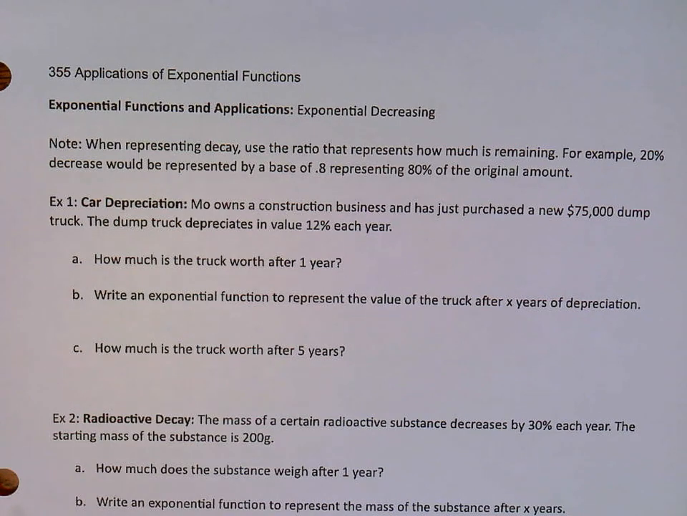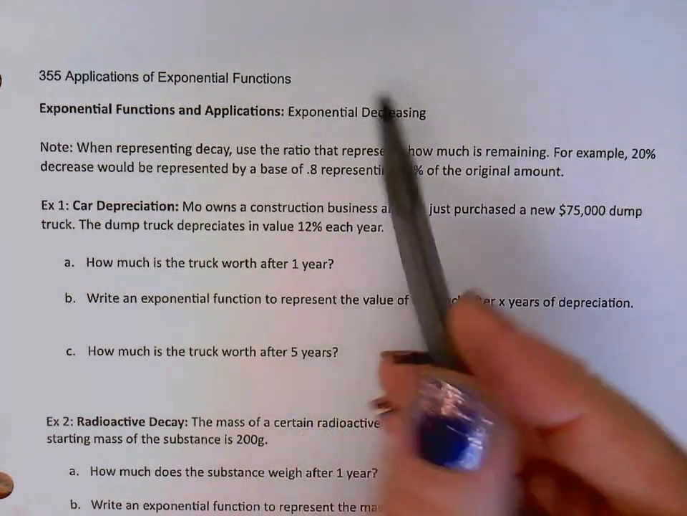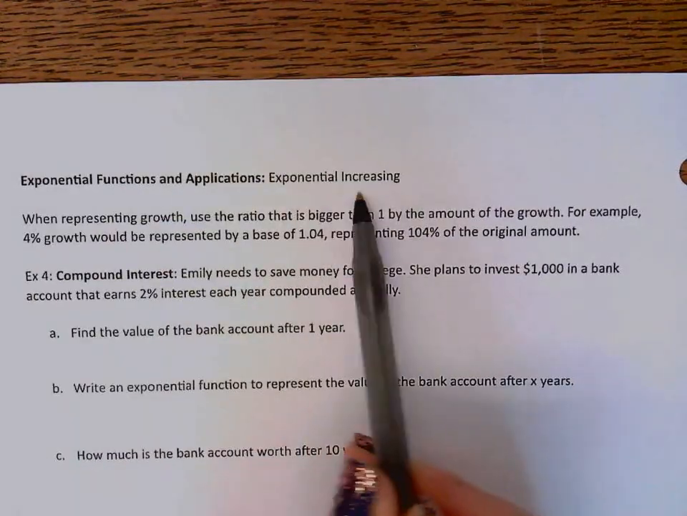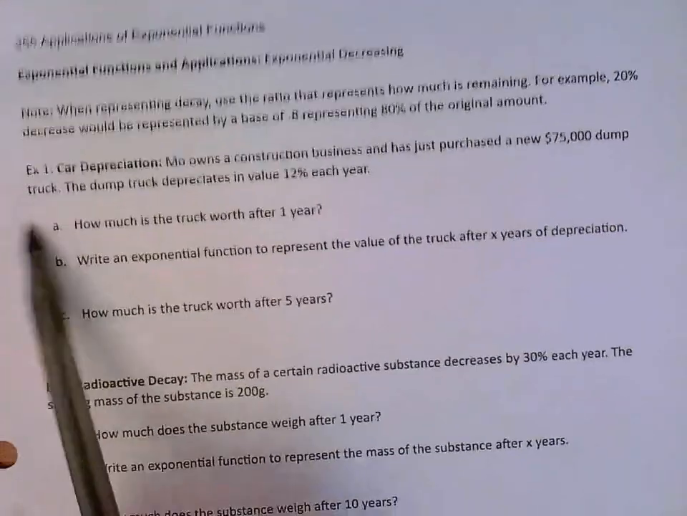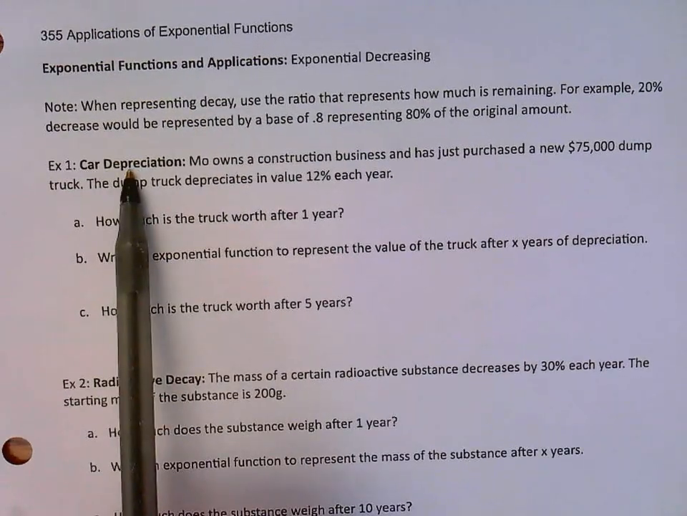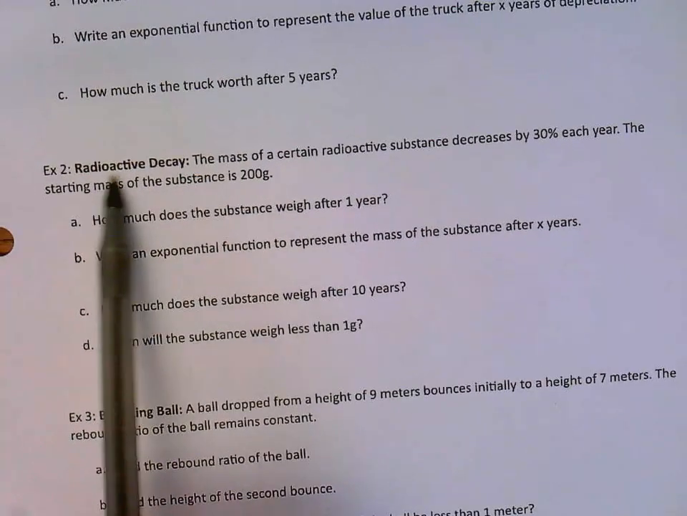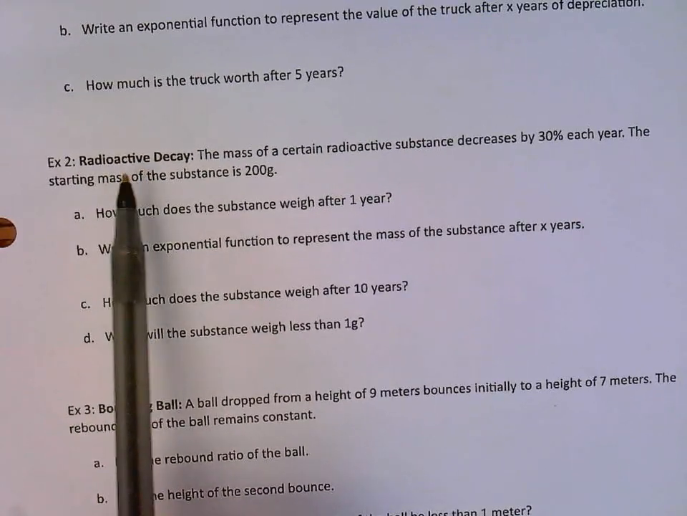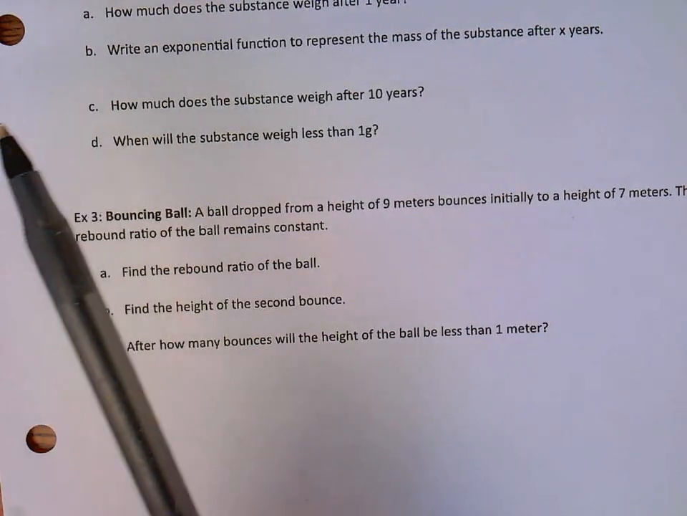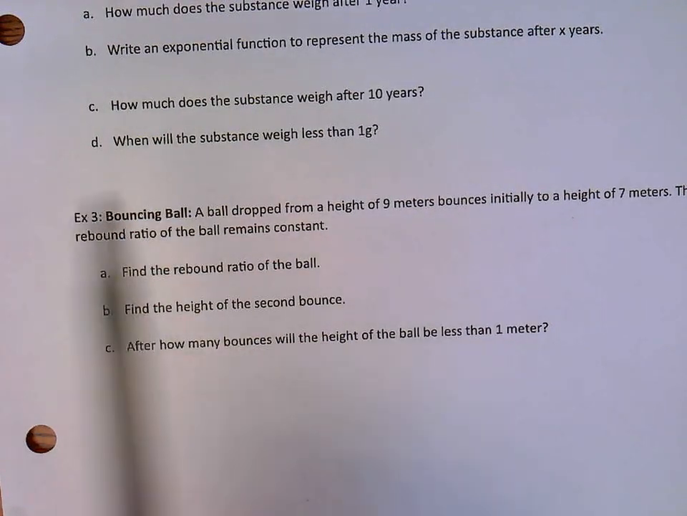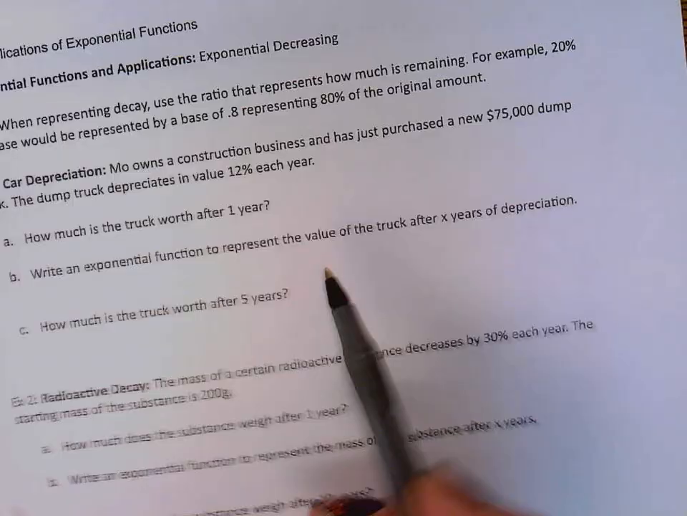But it's important to know when it would be exponential decreasing. So these are all on the front page decreasing, and on the back page exponential increasing. So let's look at what the situations are. You could have your car depreciating in value, radioactive decay of a radioactive element, or a bouncing ball. It slowly bounces less and less and less. Those are all exponential relationships.